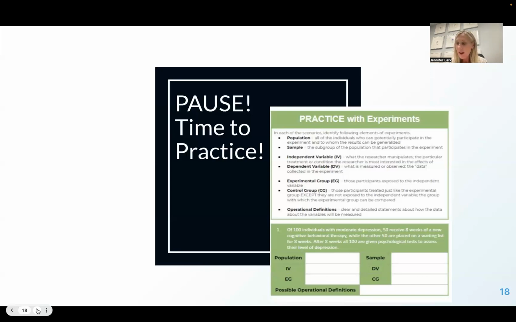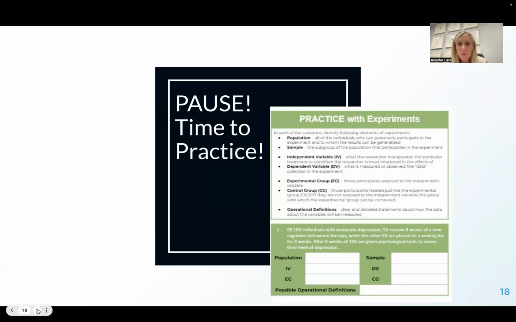You're also going to identify what treatment does the experimental group get, and how are we going to treat the control group? Are they going to get a placebo? What's going to happen to the control group? So you're going to write that down as well. And then you can also write down any possible operational definitions that might hold true for these various scenarios.